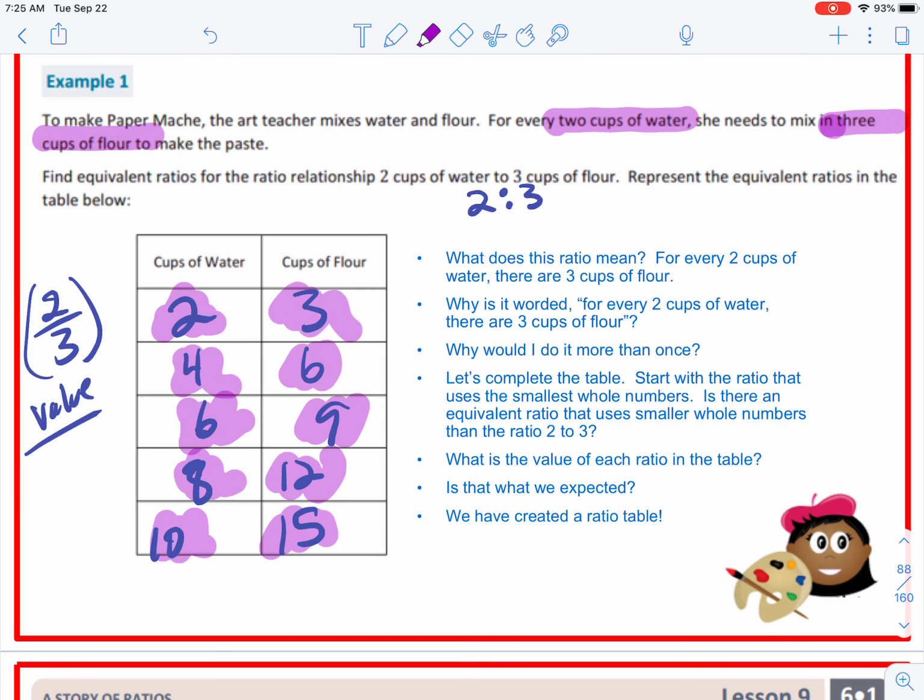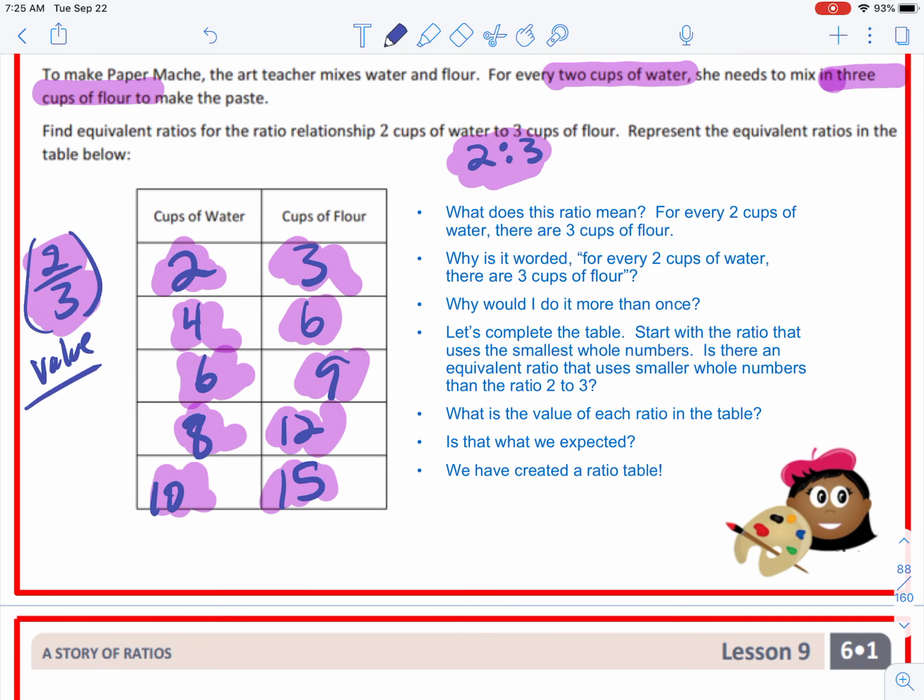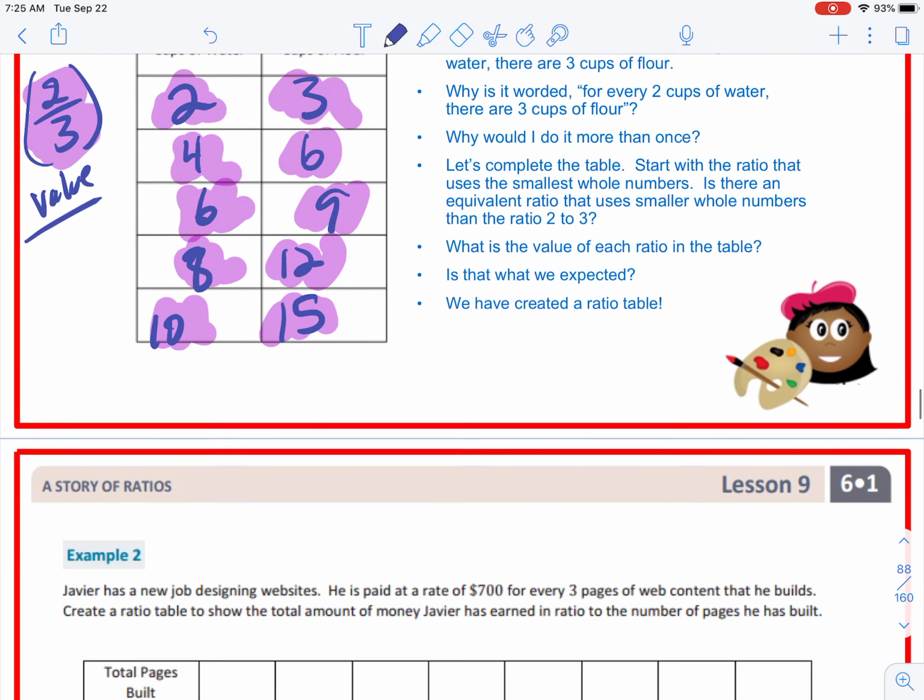So what is the value of each ratio in the table? We already said that our value is 2/3. Is that what we expected? Yes, because we started off with 2 to 3. That's our first original ratio, and it's in lowest terms as well. Let's move on.